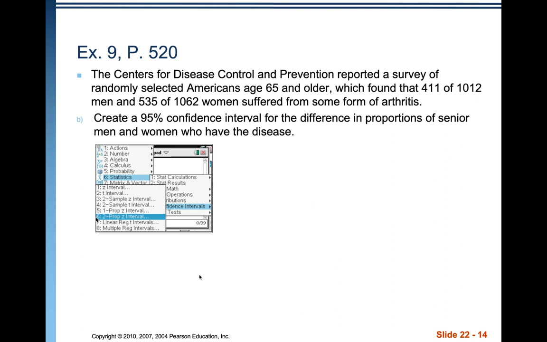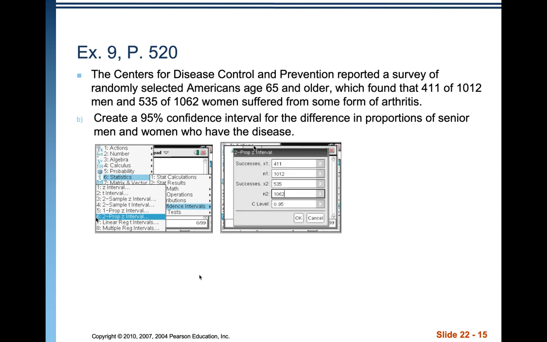So we're going to go to our scratch pad and we're going to go to statistics, and we want to do a confidence interval. We want to do a 2 proportion Z interval. And we are going to pick one of our populations to be group 1 and one to be group 2, since we'll just go in the order that they're written. So men are group 1 and women are group 2. So we have 411 paired with 1,012, 535 paired with 1,062, and we want a 95% confidence level.